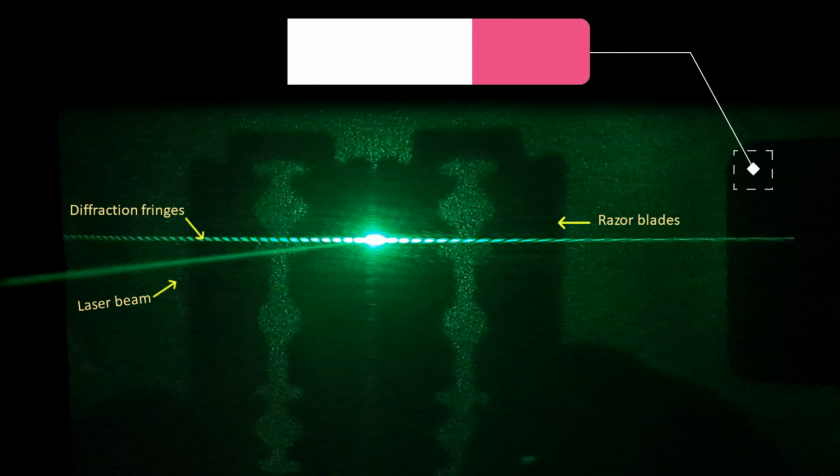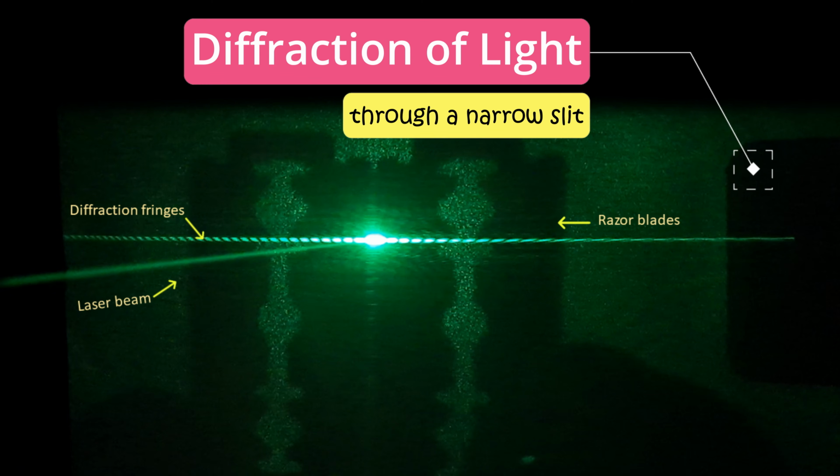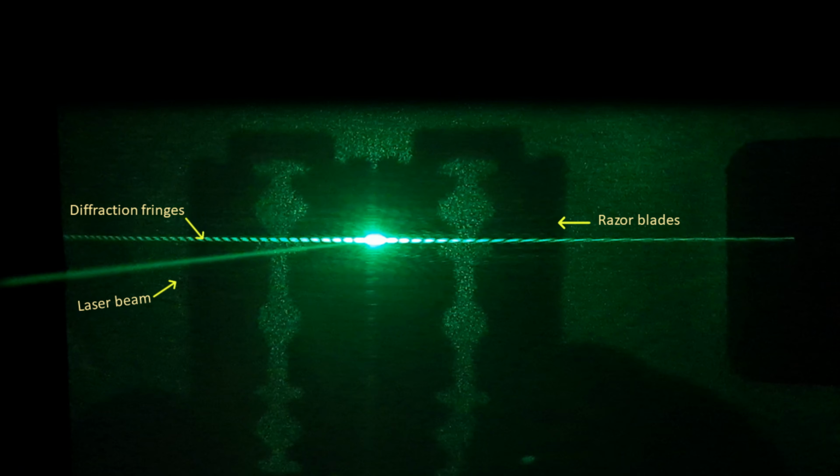In this video, we will show you diffraction of light through a narrow slit formed by edges of razor blades. This activity will give you more insight about the wave nature of light.